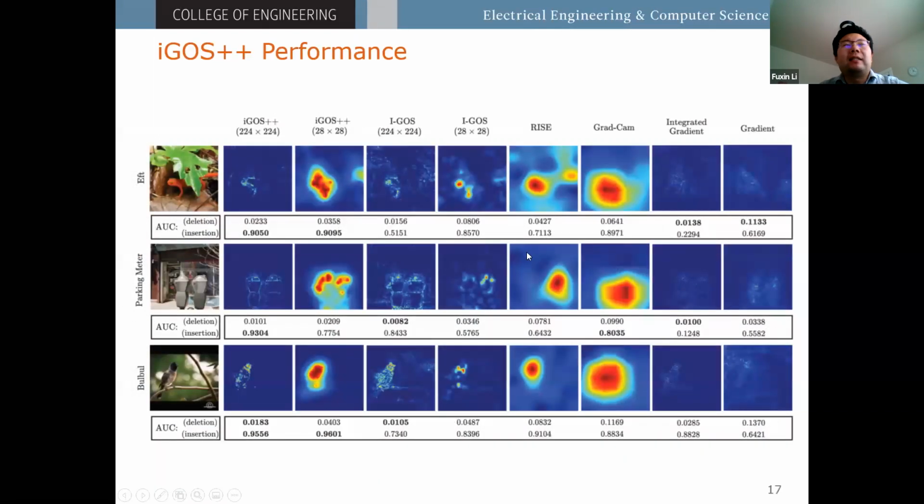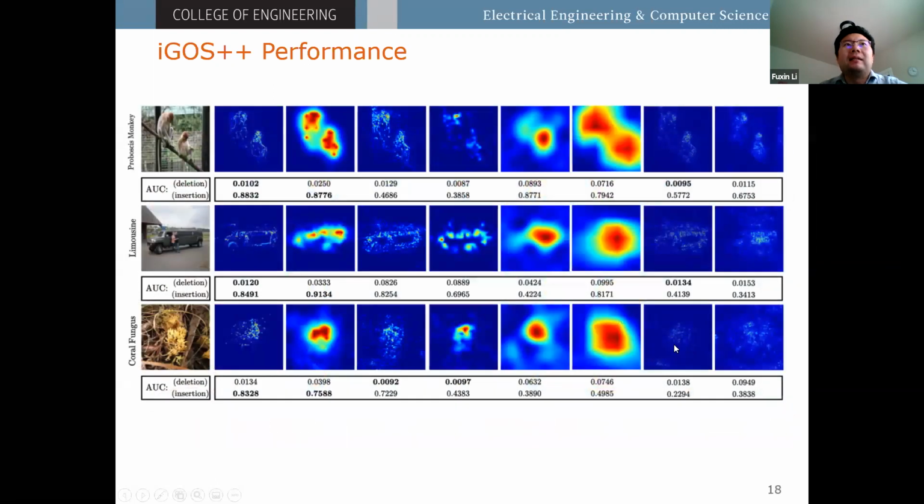And so some more visualizations here are shown for I-GOS, I-GOS++, and also other heat map methods. And you can see that the insertion and deletion metrics for I-GOS++ are just significantly better. And especially it is still good under a very high resolution. So if you look at this very high resolution, then it is just looking at this very minute details of the object, and here as well. So it really finds the correct details in the object. Whereas if you look at GradCam, it just pointed right in the middle. It doesn't really do anything. And so yeah, these are just some more visualizations.